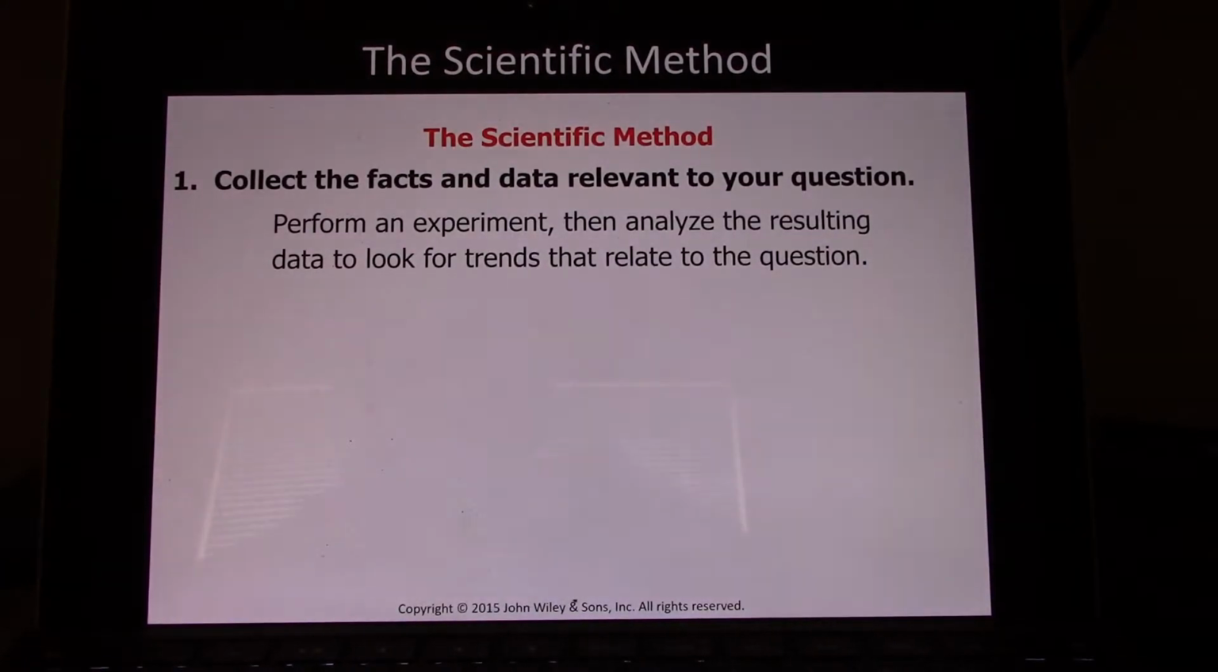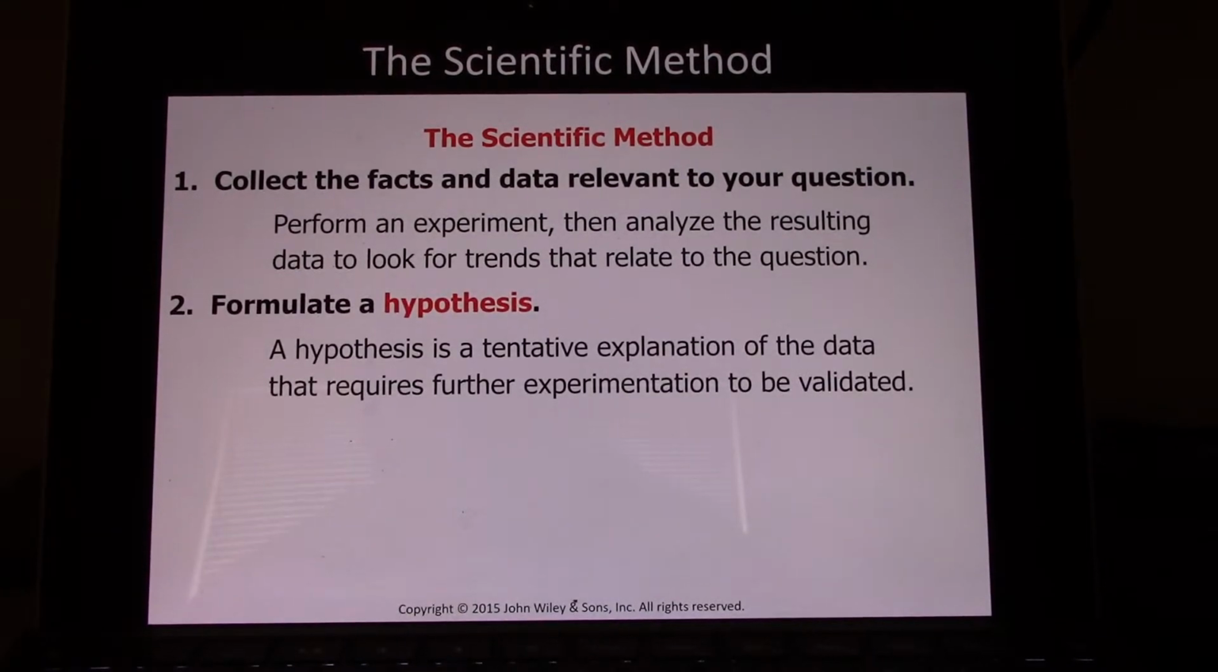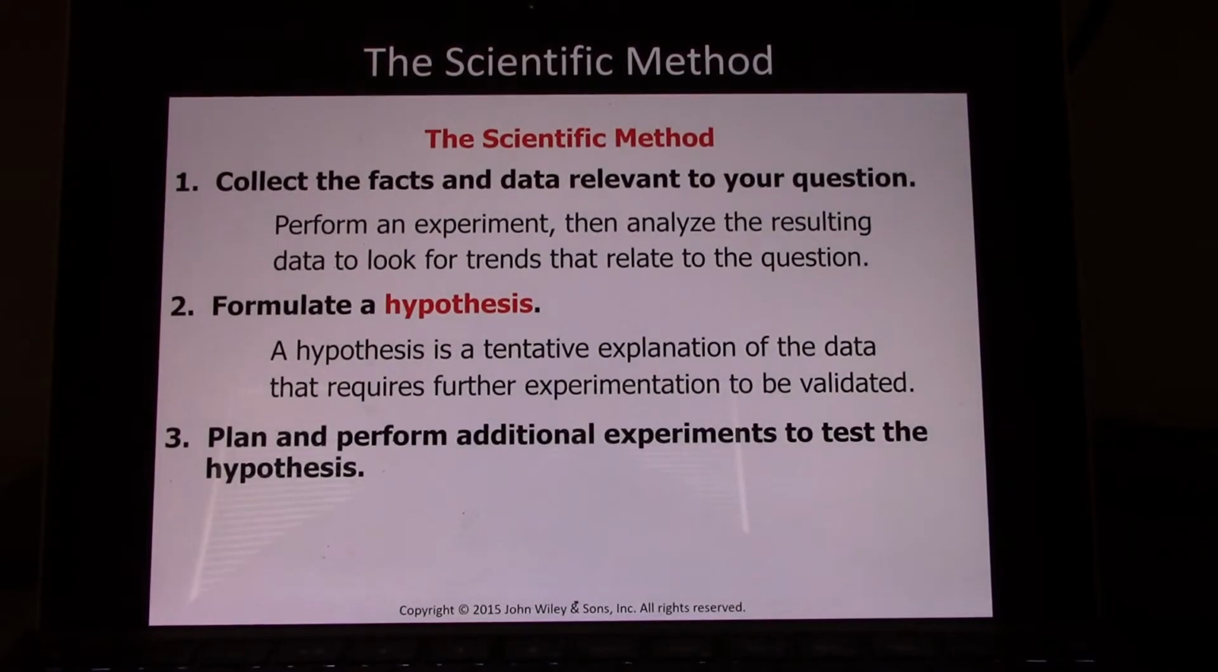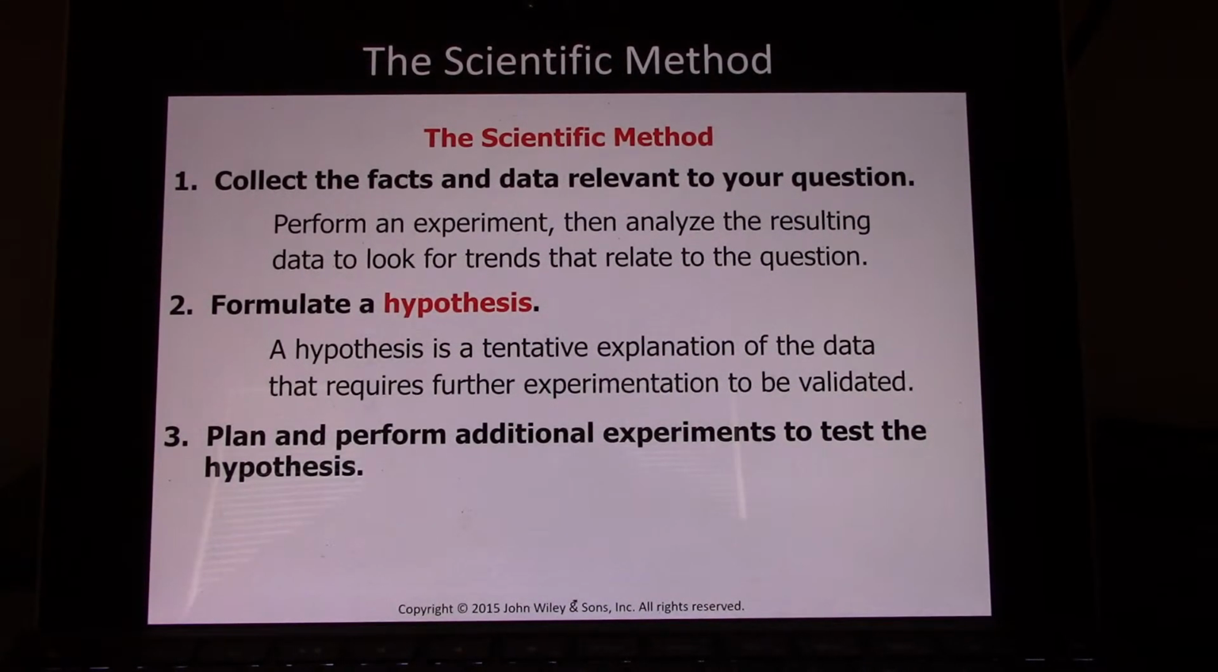In the scientific method, we first collect the facts and data relevant to the question. You first need a question. And then we formulate a hypothesis. This is a tentative explanation of the data, which means a guess. It's your best guess of what's happening. You have no proof, no evidence. It is what you believe is probably what's happening. Then we run experiments. An experiment is anything you do to test whether your hypothesis is correct or not.